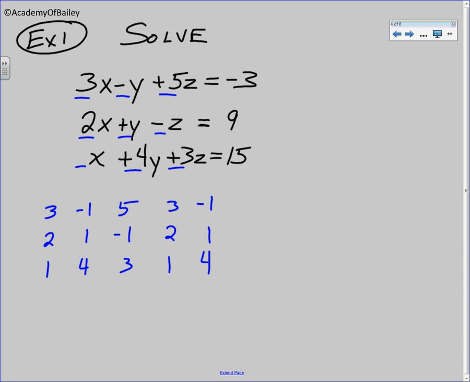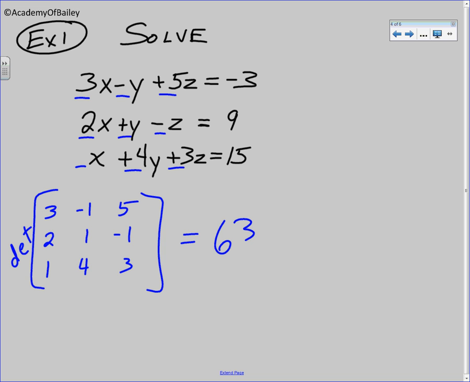I'm pretty sure that we've already done this in the notes from determinants. If you were to work this out like we did in our notes for determinants, we would determine that the determinant of this, I believe, was 63. So the determinant of A is 63.